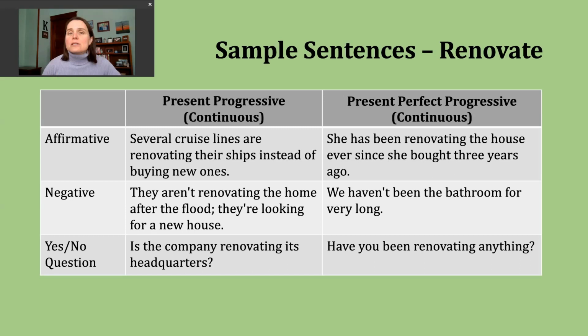Now, this means we're going to have to pay attention to our subject. If our subject is I, I'm going to use am, and then that ing form of the verb. But if the subject is he, she, or it, I will use is, and then the ing form of the verb. Finally, if my subject is you, we, or they, I use are, A-R-E, and then the ing form of the verb. Okay. Let's take a look at an example sentence.